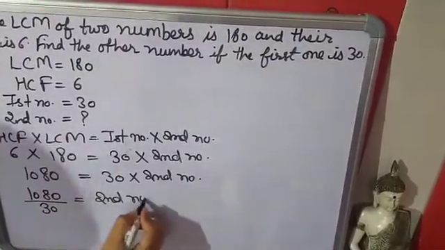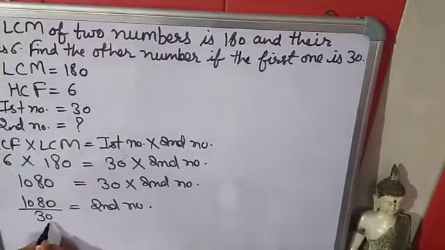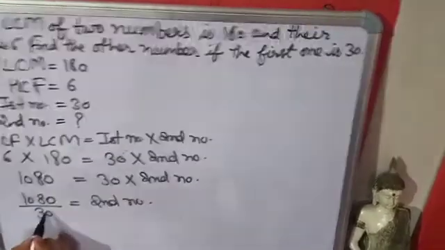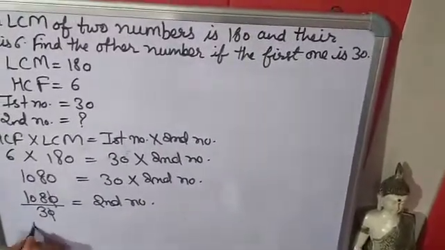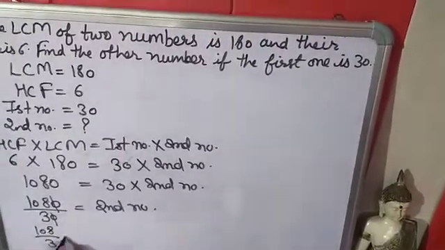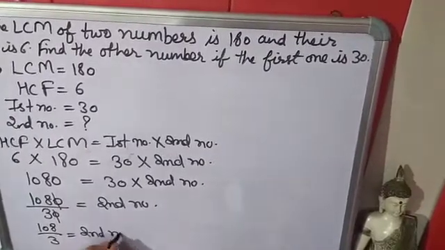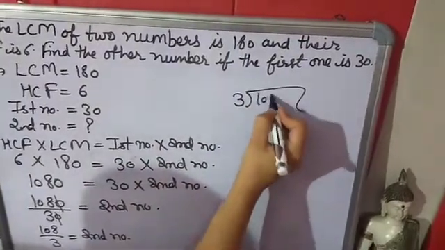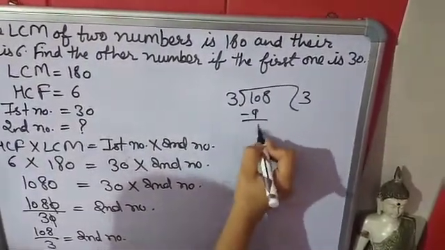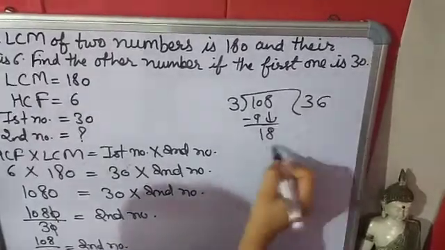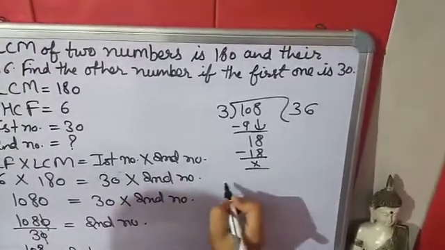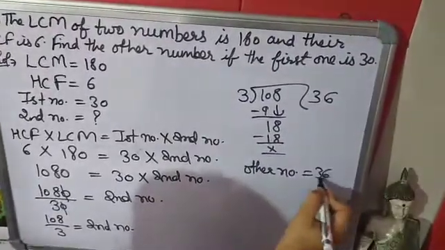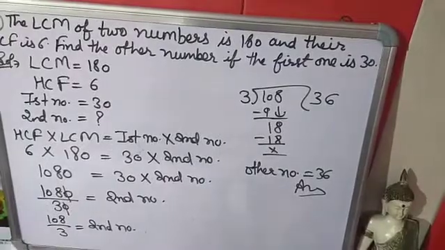Second number will become here. Now remember one thing, there is a zero in the one's place here, and here also zero, so we will cut both zeros. It will be 108 upon 3. Now we will do divide. So other number will be 36. This is the answer.